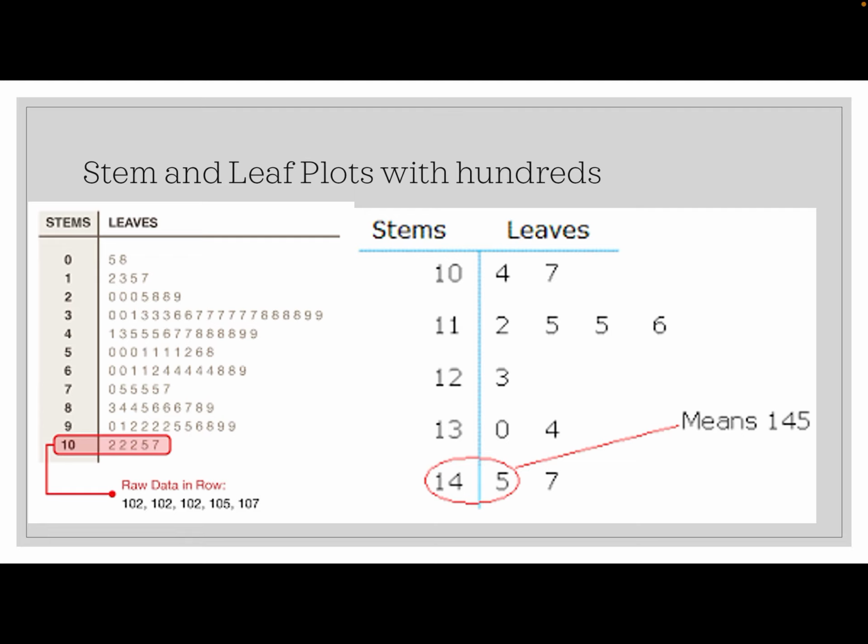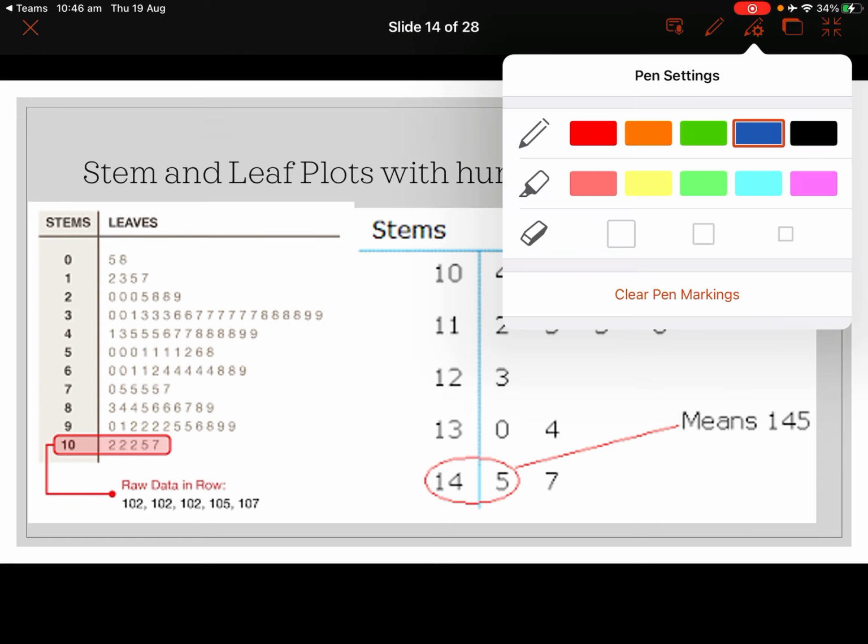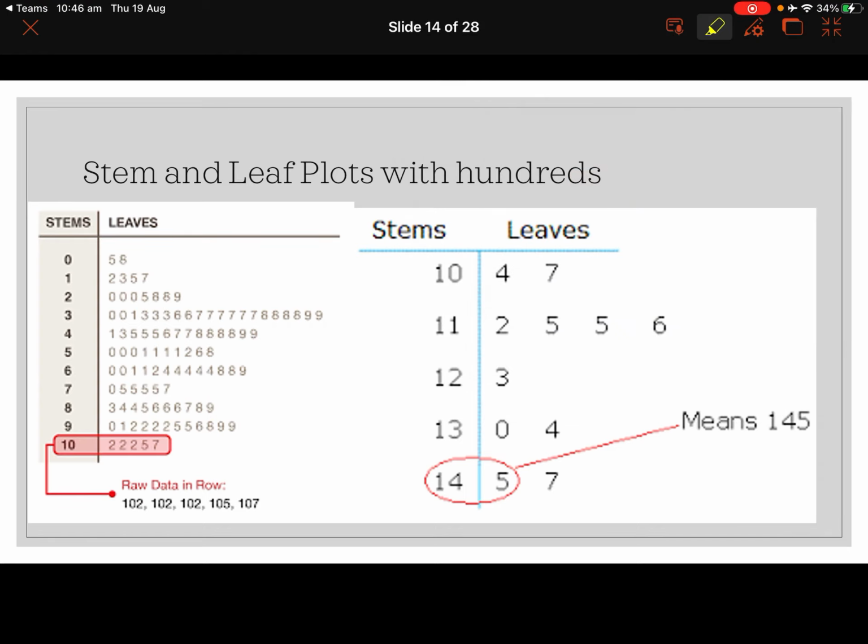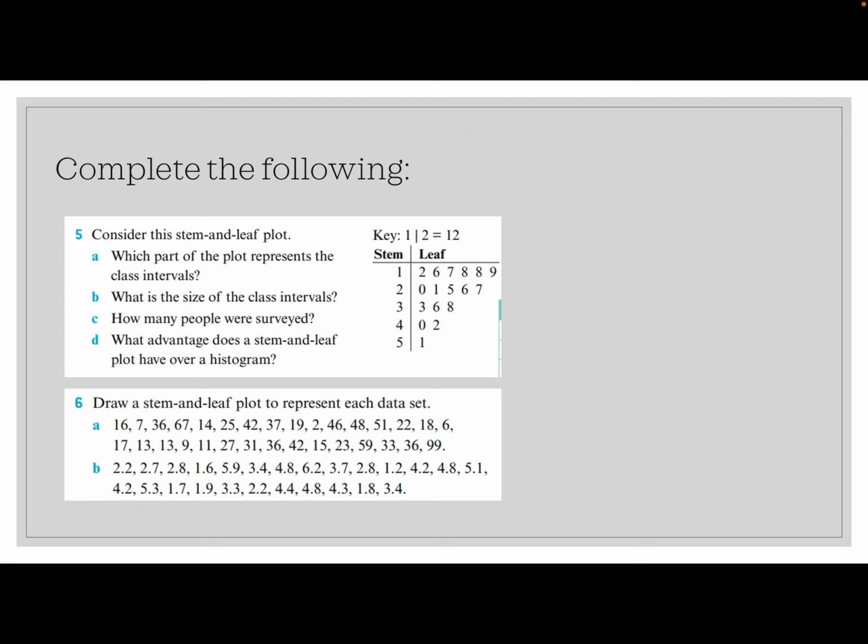Looking at some other data, make sure that when you get into the hundreds, you've got the number 10 here, and then you've got a 2, that would mean the number 102. Same for this one. You've got the number 14 in your stem and then the number 5 in leaves, so that means it's the number 145. And then there are some questions for stem and leaf plots.